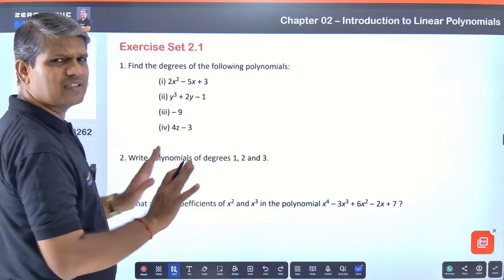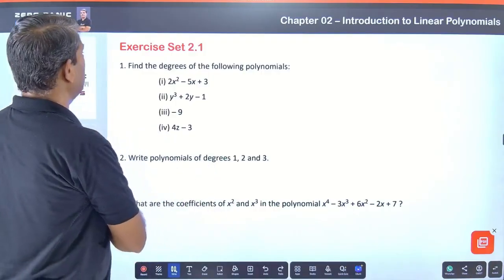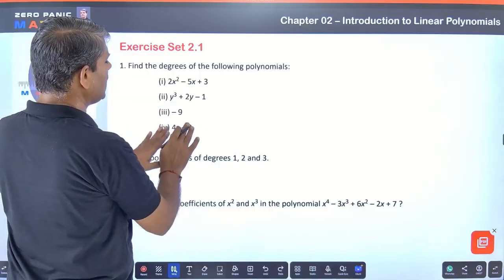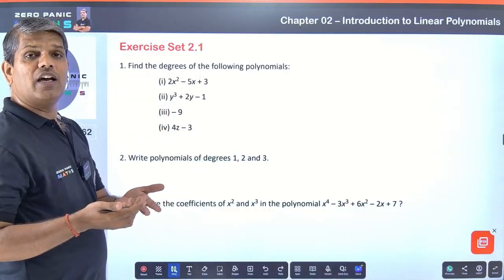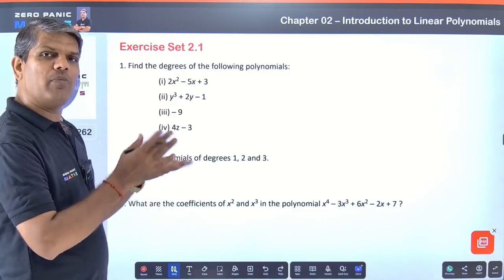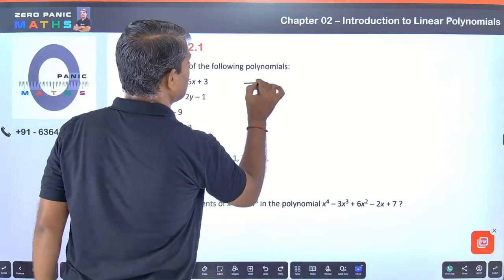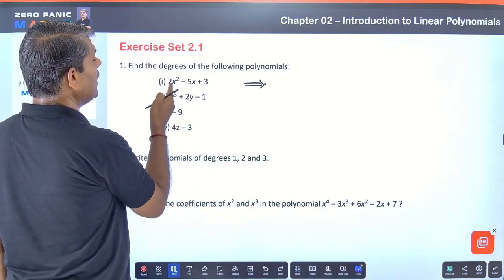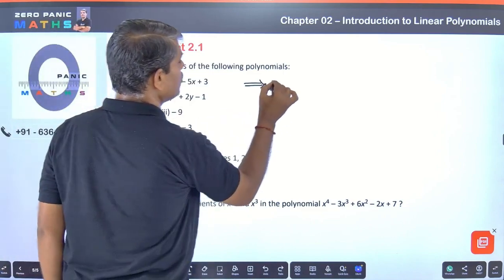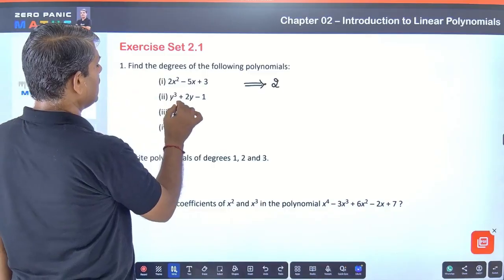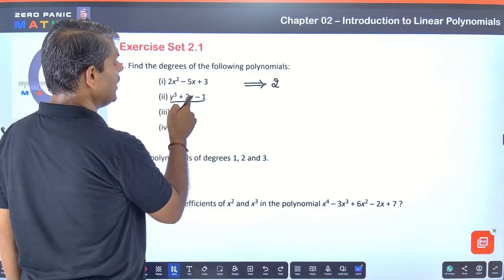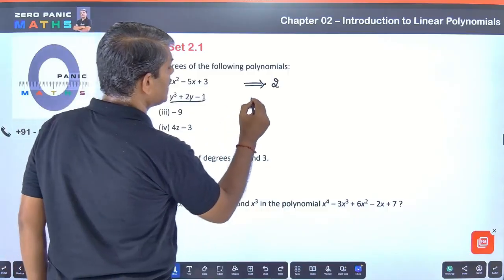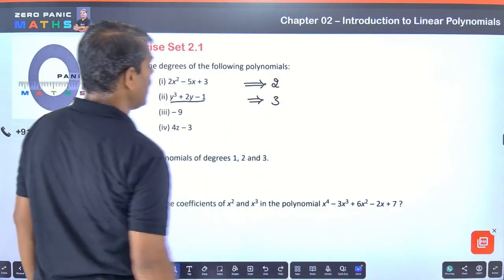Now, this is a simple exercise set. We can go fast. Find the degrees of the following polynomials. By looking at the polynomials, you have to find the highest power of a variable in that polynomial, and that is the degree. Let us try to understand what is the degree of this polynomial. You can see that it is a variable in x and the highest power is 2. So this is 2. What is the degree of this? It is a polynomial defined in the variable y, and you can see its highest power is 3. So that is of degree 3.